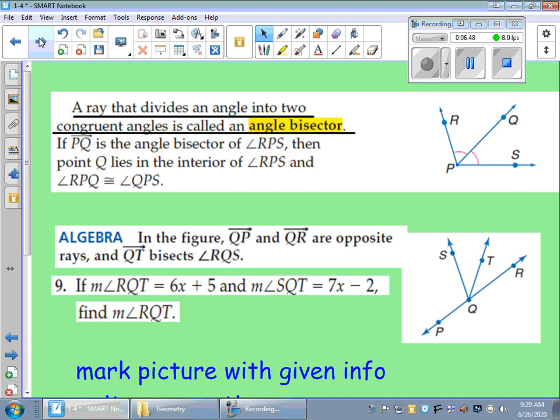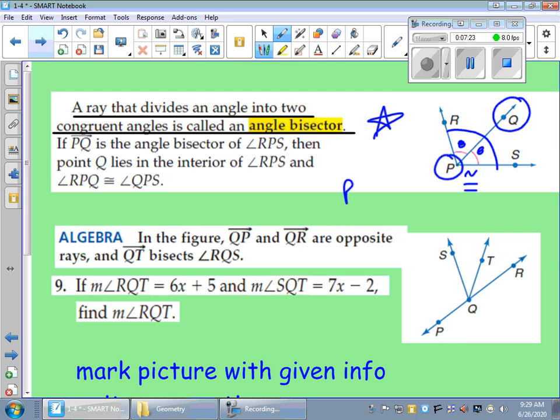Now we're going to use some of those concepts, and a very important one coming up here is called an angle bisector. A ray that divides an angle into two congruent angles is called an angle bisector. So in this example over here, we have PQ. That is called an angle bisector. That's a very important definition. PQ is an angle bisector. So it takes this angle right here and cuts it into two equal, or congruent, angles.